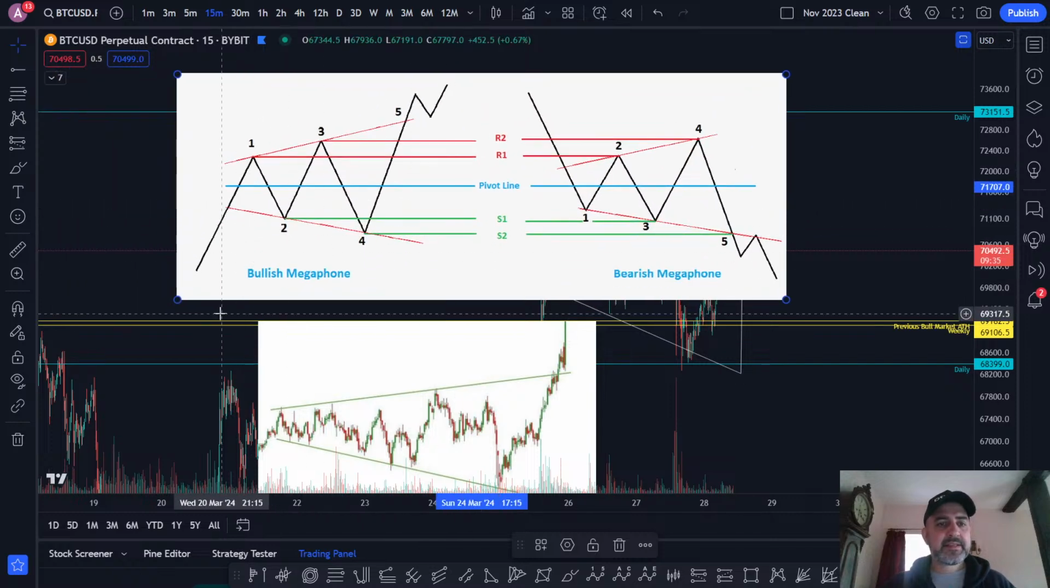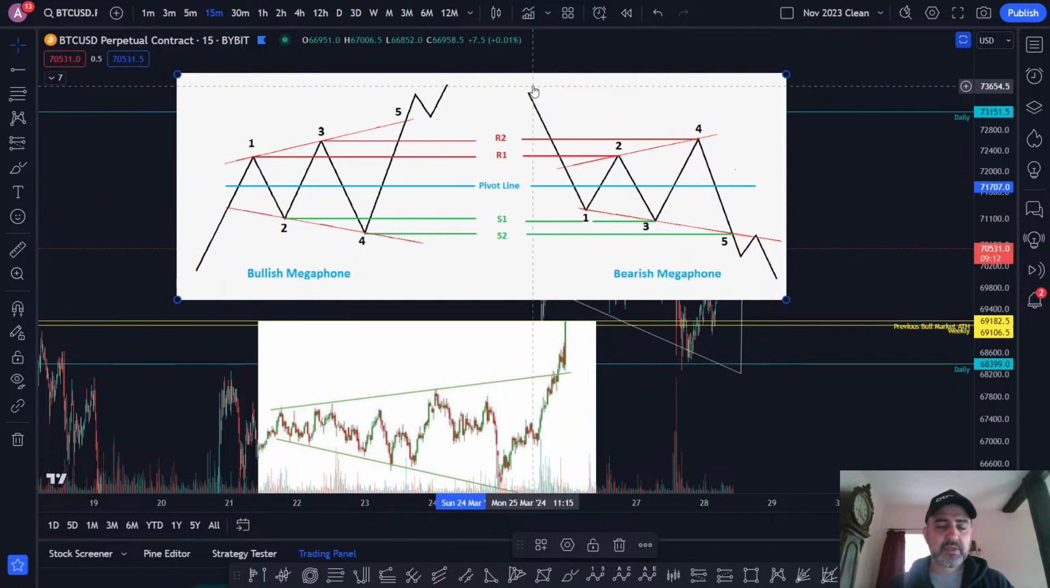So this is the idea. A bullish megaphone: you come into the megaphone, you bounce, you make a lower low, you make a higher high, you make a lower low, you make a higher high, but the higher high extends, back tests the trend line of the megaphone, and then off we go. So it's a bullish continuation pattern when the price comes in from the lows.